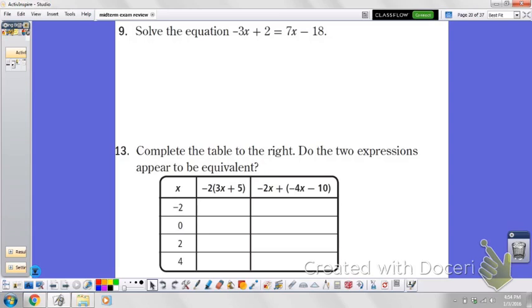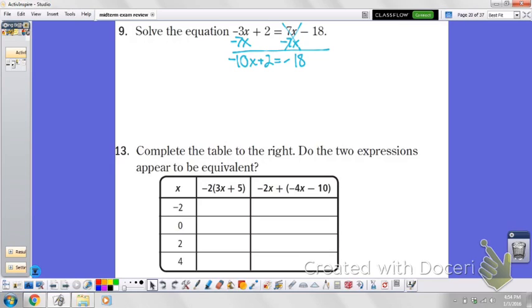Number 9, I have another equation to solve. I need to solve negative 3x plus 2 equals 7x minus 18. I have variables on both sides. I want them on one side. So I am going to subtract 7x from both sides. That cancels out my x's on the right, leaving me with negative 10x plus 2 equals negative 18.